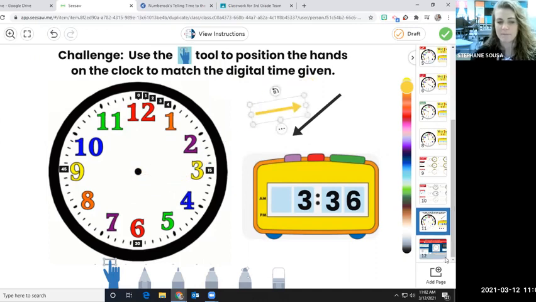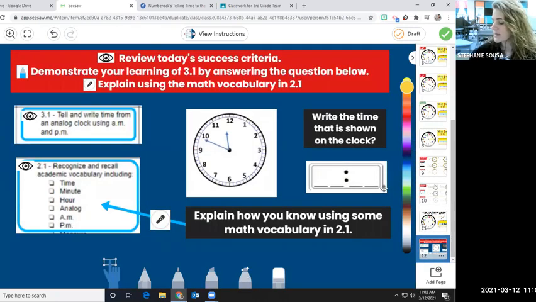All right. Slide 12, as always, success criteria. Tell me how you know you were successful or how you know you need some more practice. All right. That is your independent work for today.